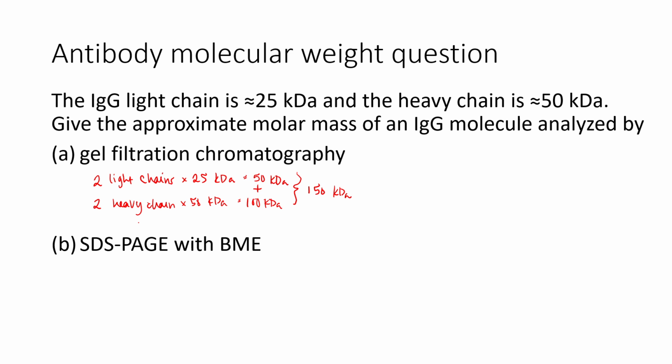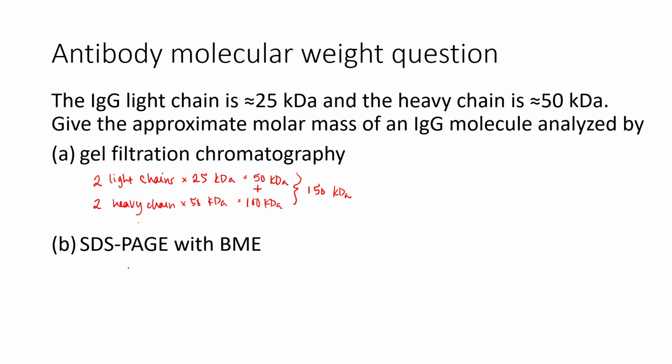It would be very different if we're doing SDS-PAGE using beta-mercaptoethanol, because, as we talked about, when you run a gel like this, we are using denaturing conditions. And so the protein is going to be unfolded, and in particular, the beta-mercaptoethanol is going to break apart all those disulfide bonds. So in that case, we would see separated out light chains and heavy chains.